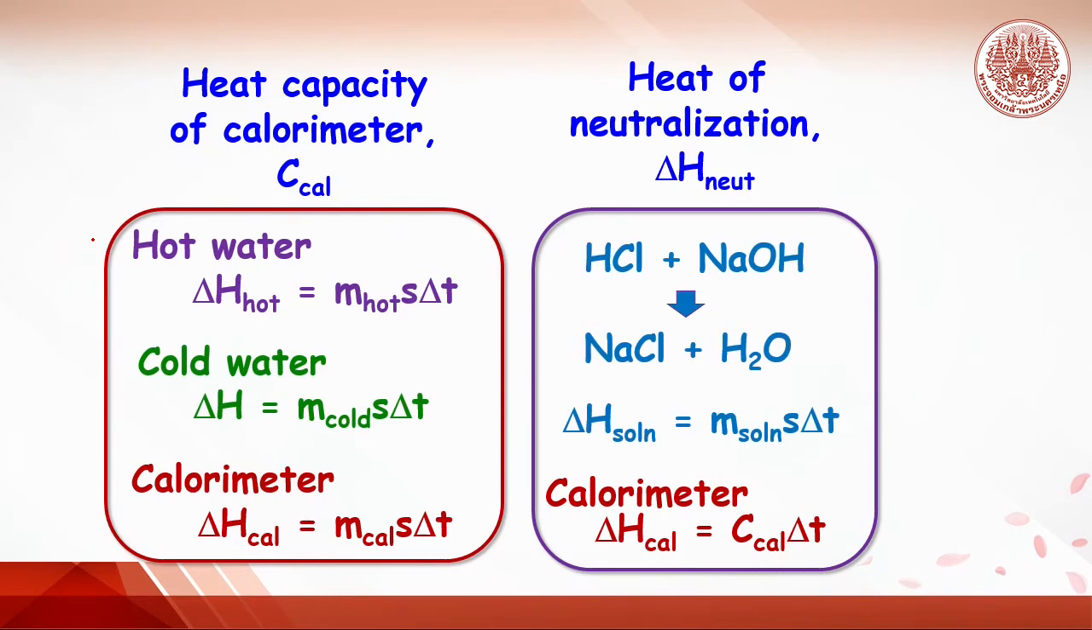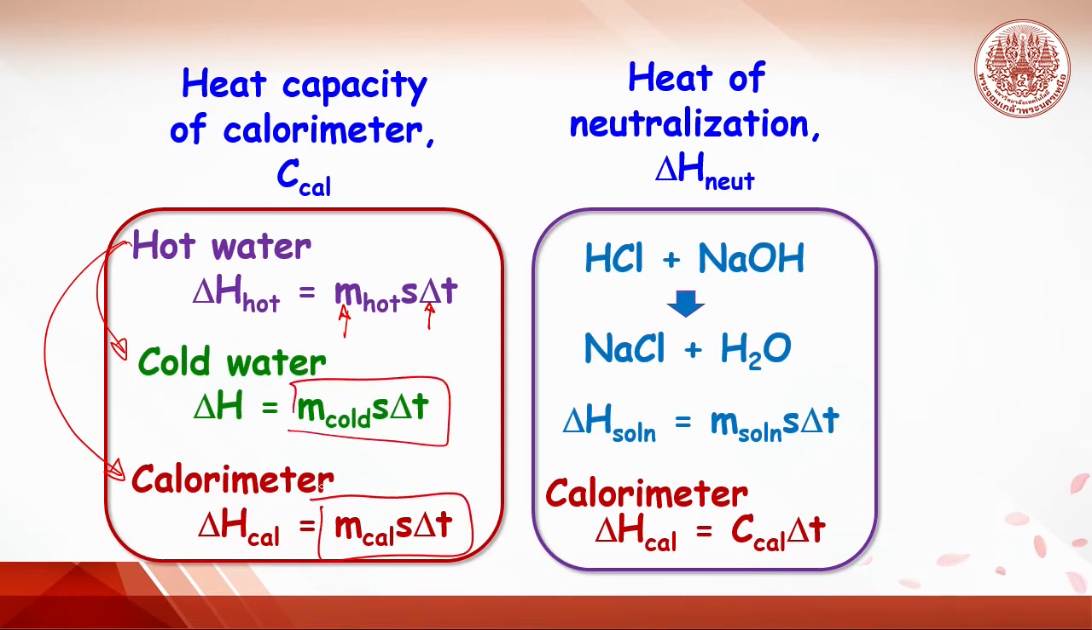Recalling section 1, the determination of the heat capacity of the calorimeter is done by mixing hot water and cold water. So, heat released from hot water will transfer to cold water and the calorimeter. How much heat is released by the hot water depends on the mass of hot water and the temperature change, which are all recorded. Heat flow of cold water and calorimeter also uses the same equation, m s delta T. Finally, heat capacity is calculated.